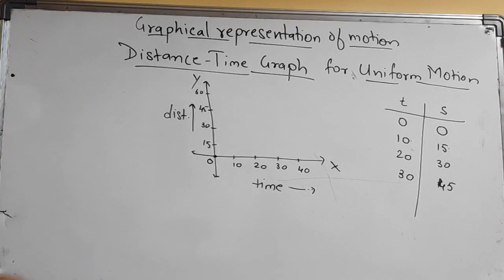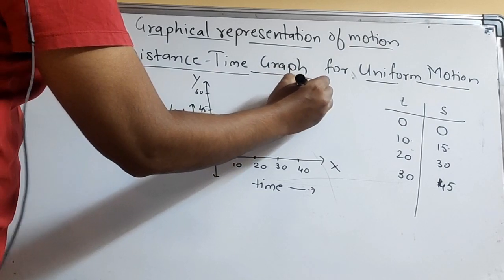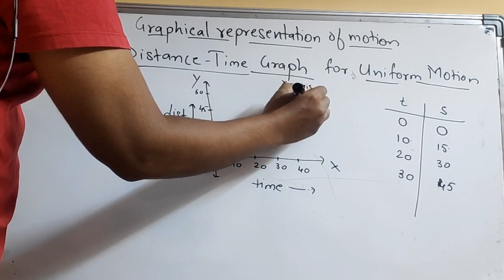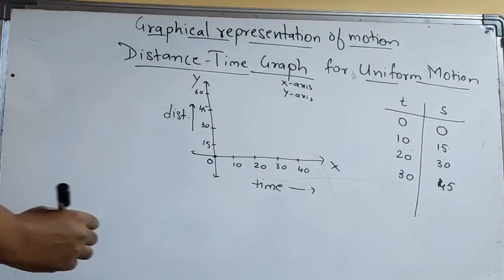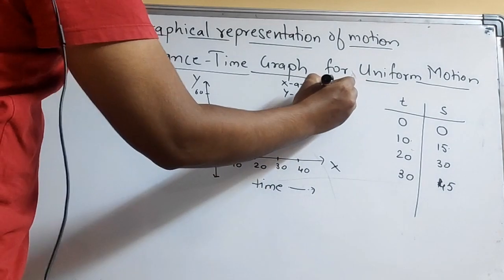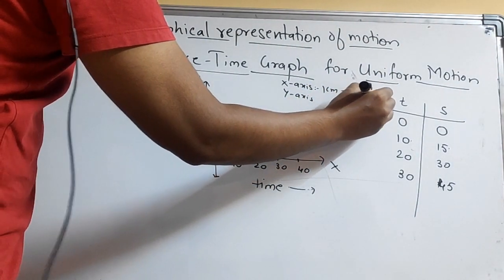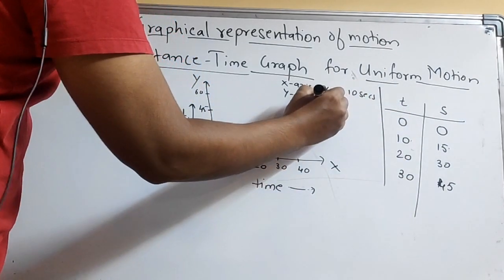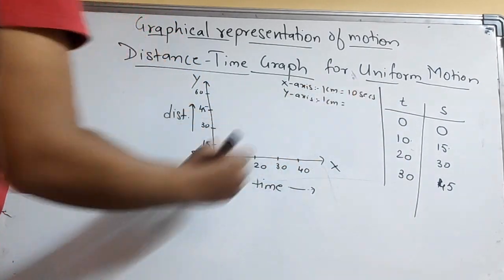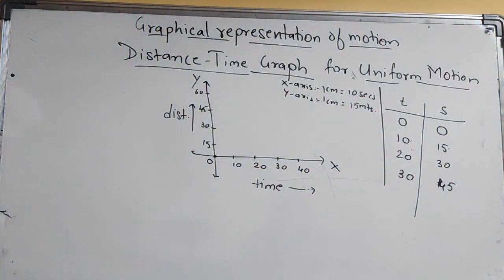Now you write a scale over here, for x-axis and for y-axis. For x-axis, you have got 1 centimeter is equal to 10 seconds, and for y-axis 1 centimeter is equal to 15 meters. So I have represented the scale for the graph which I am drawing.